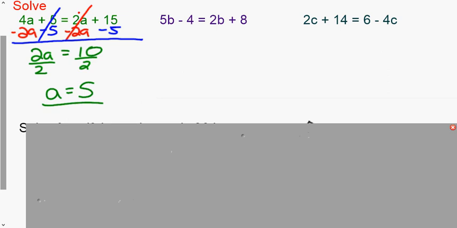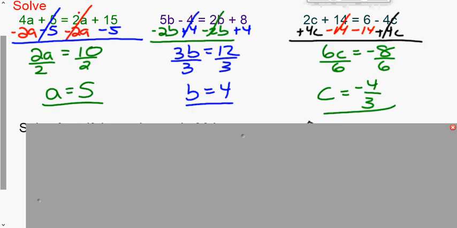Again, it is okay to get a fraction. Just leave it as a reduced improper fraction if it happens. All right, so the middle one was pretty straightforward. Subtract 2b to move the b's to the left, add 4 to move the constants to the right. You get 3b equals 12. Divide by the 3 and you get b equals 4.